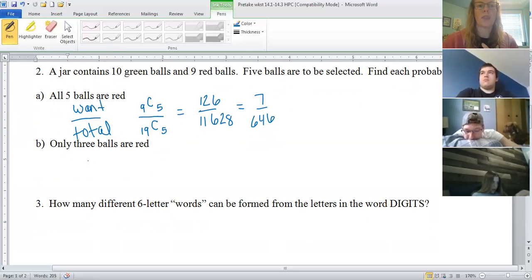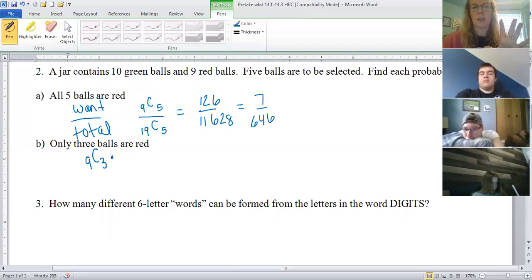But now I want 3 of the balls to be red. So of the 9 that are red, I want to choose 3 of them. But I've got to pick 5 altogether, so that means the other 2 have to be green. So from the 10 that are green, I want to choose 2.